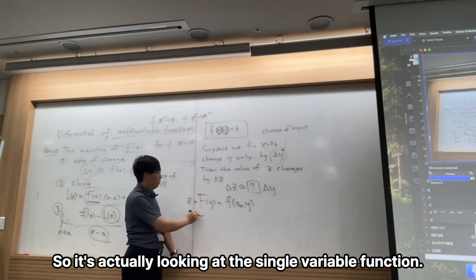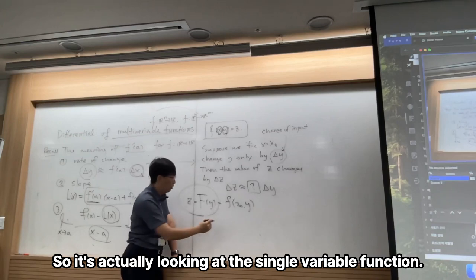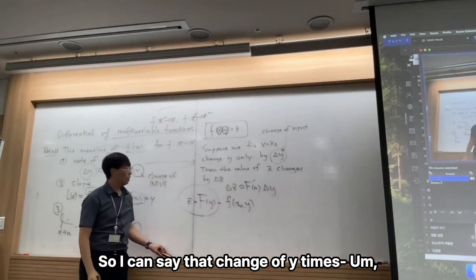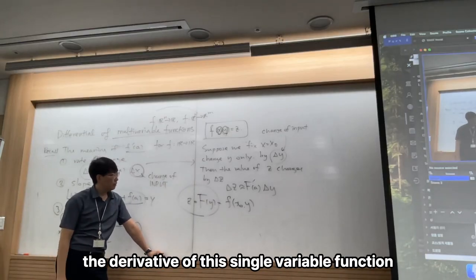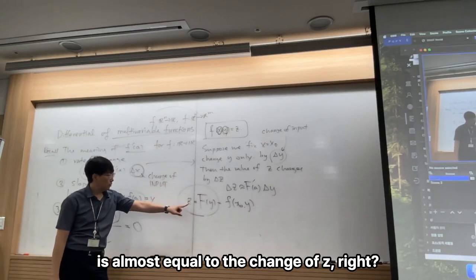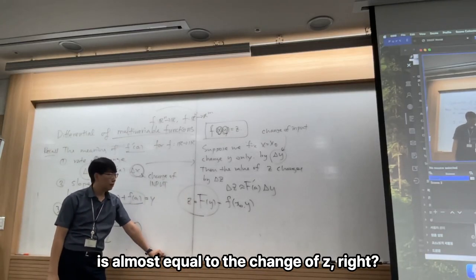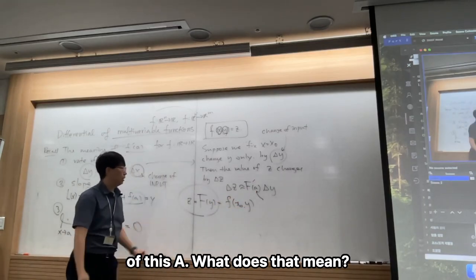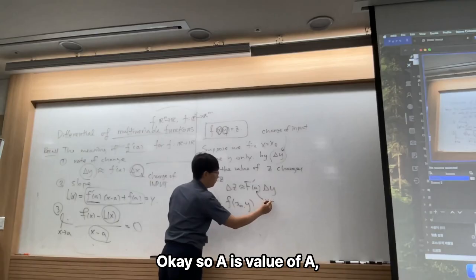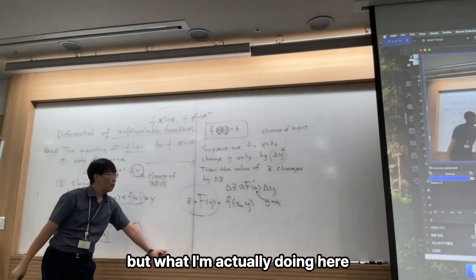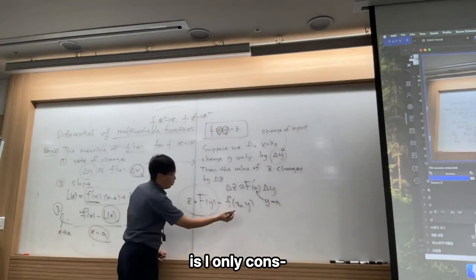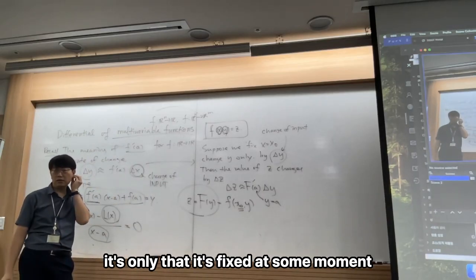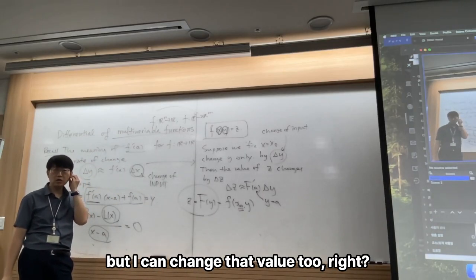So it's actually looking at a single variable function. So I can say that the change of y times the derivative of this single variable function is almost equal to the change of z, right? So now I need to think about the meaning of this a. What does that mean? Okay, so a is the value of y, but what I'm actually doing here is I also consider that x has a value. It's only that it's fixed at some moment, but I can change that value too, right?